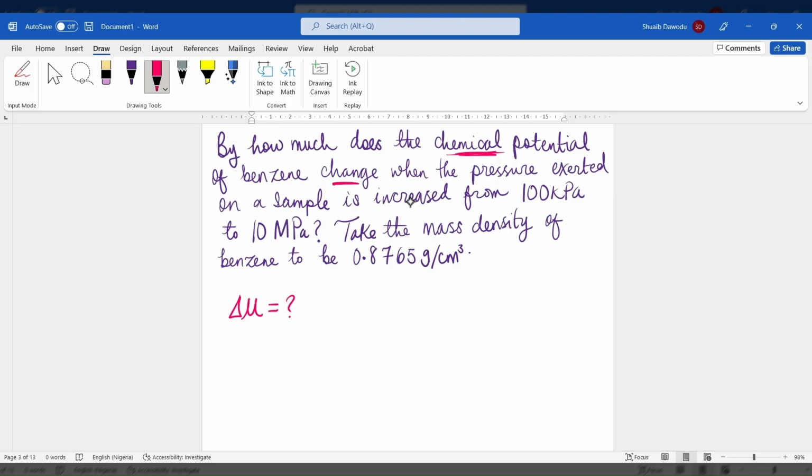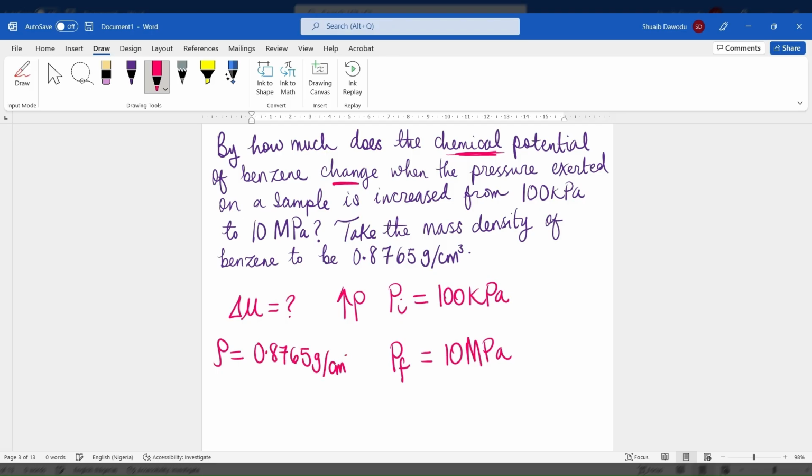So if there's an increase, that means there are two different pressures, from 100 kilopascal to 10 megapascal. So there is an initial pressure and a final pressure, where the final pressure is greater than the initial pressure. Initial pressure is 100 kilopascal, and the final pressure is 10 megapascal. We're also told to take the mass density of benzene to be 0.8765 gram per centimeter cube.